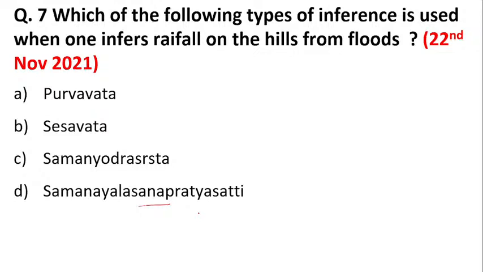Which of the following type of inference is used when one infers rainfall on the hills from floods?